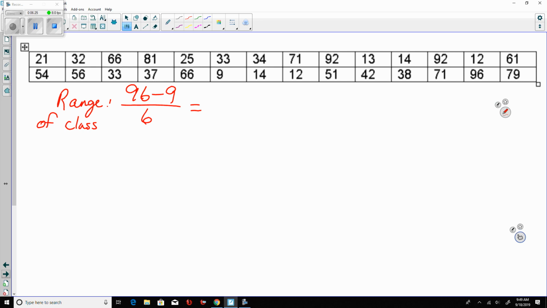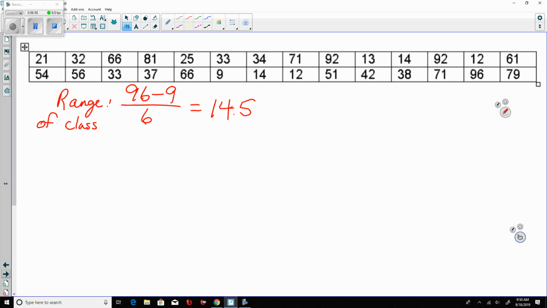So you take the range of all the data, and then to find the range of each individual class, you do the highest minus the lowest divided by the number of classes. So go ahead, throw that in your calculator. If anyone's got one ready to go, rock and roll. So you should get 14.5.